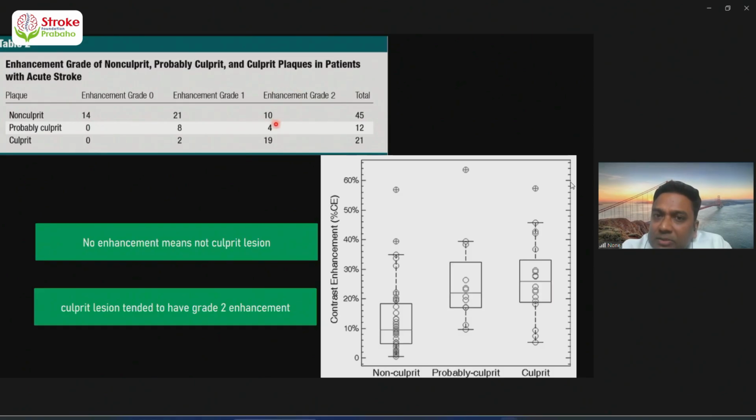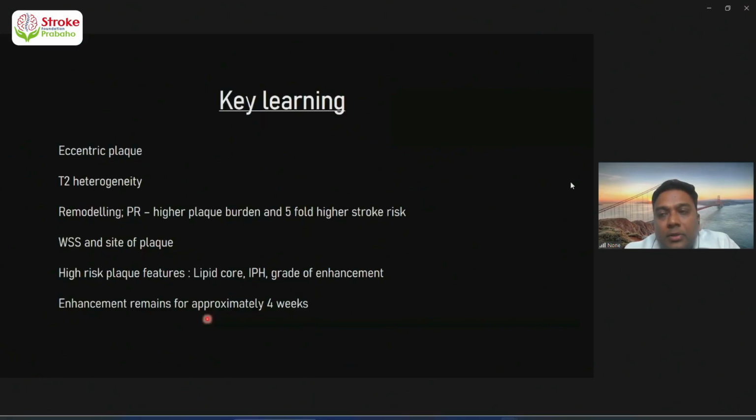But if there is enhancement, in 2/3 of patients it tends to be the culprit for the cause of the stroke. So no enhancement means not a culprit lesion. Culprit lesions tended to have a grade 2 enhancement, and I mentioned grade 2 enhancement is almost that of a pituitary stalk. So what did we learn?